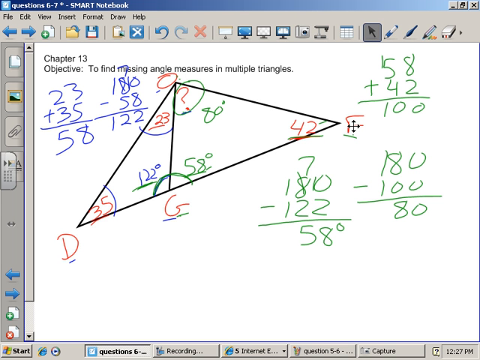This is a little bit more complex than just the one-step method to finding a missing angle measure, but I know you can do it. Stick with it, persevere. Good luck.